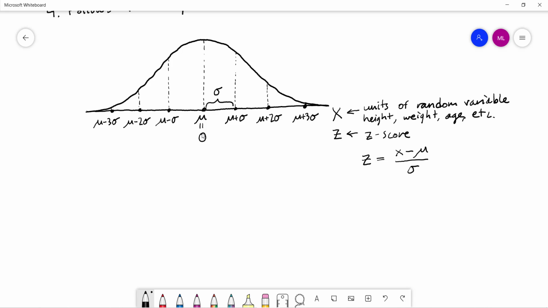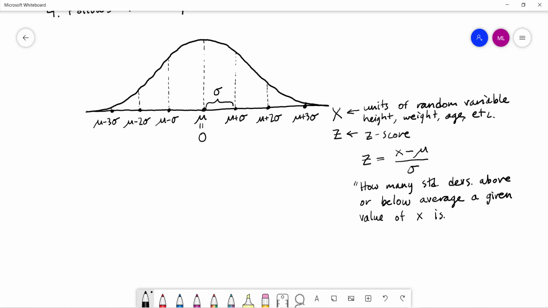Remember, the z-score tells us how many standard deviations above or below average a given value is. So when I plug in x exactly equal to mu, if it's exactly at the average, then it's 0 standard deviations above or below average because it's sitting right there. It's at the average.